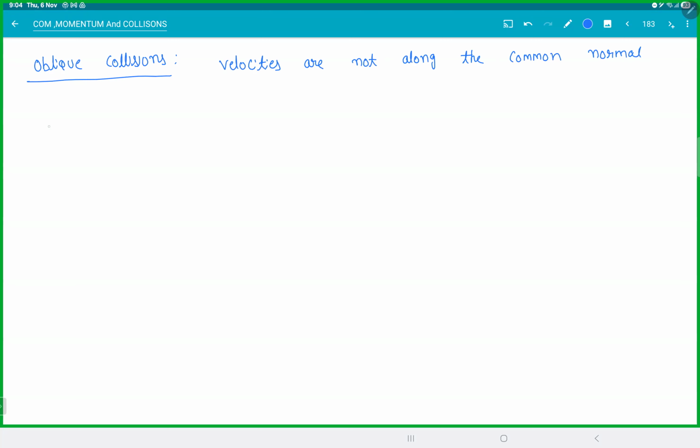So how do you solve this? Step one, draw the common normal just before collision. When the two balls or two spheres are about to hit, draw the common normal just before collision. And then resolve the velocities along the normal and perpendicular to the normal.